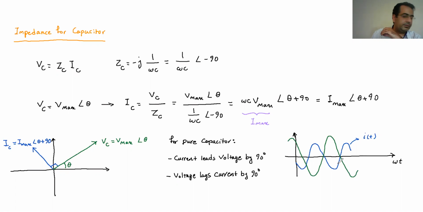And then, for example, look at these two peaks here, it is 90 degrees. So it means that whatever happened for the current, it happened for the voltage with a 90 degree lag. So the voltage lags 90 degrees behind. It reached a peak here, and the current reached a peak 90 degrees later.